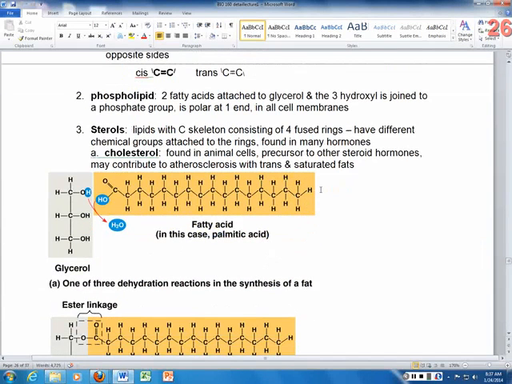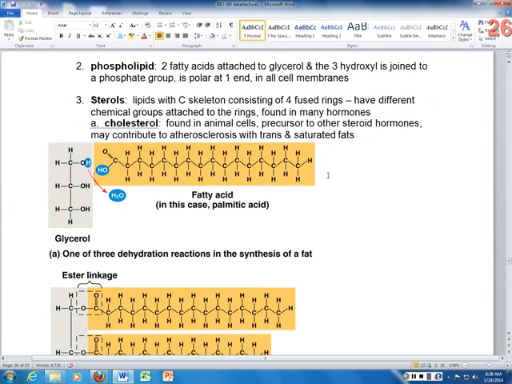And then we have the sterols, and these are going to be lipids that have these four fused rings of carbon in them, and then they'll have different functional groups attached to them. Cholesterol is the most common one. It's found in animal cells. This is the precursor to making other steroid hormones. They're called steroids because they're derived from sterols. And cholesterol may contribute to atherosclerosis with the trans and saturated fats.